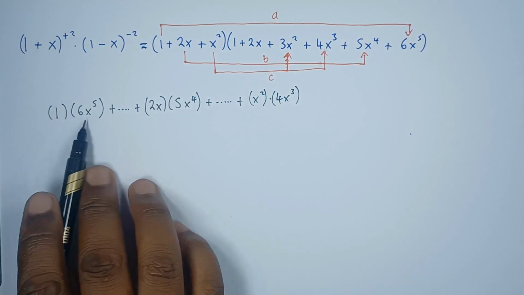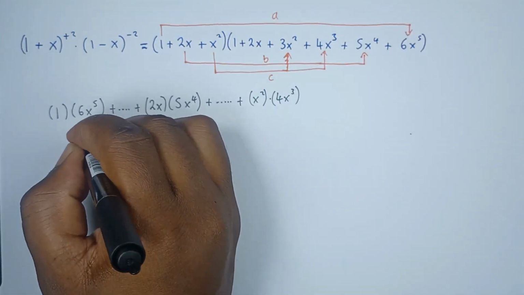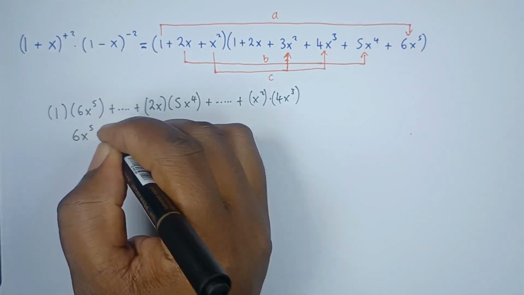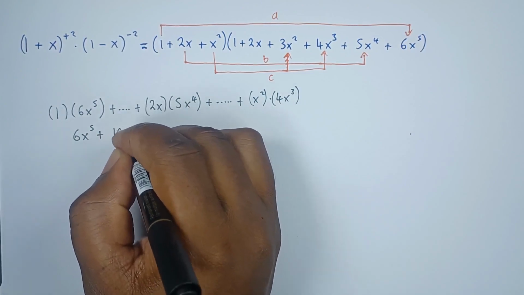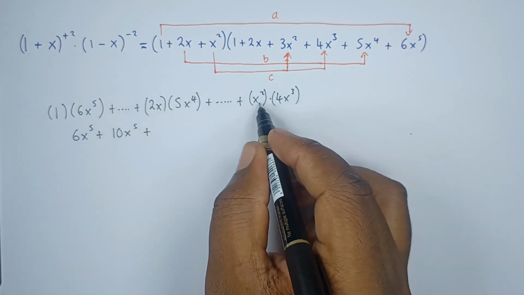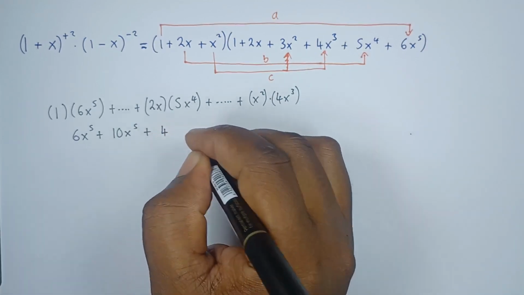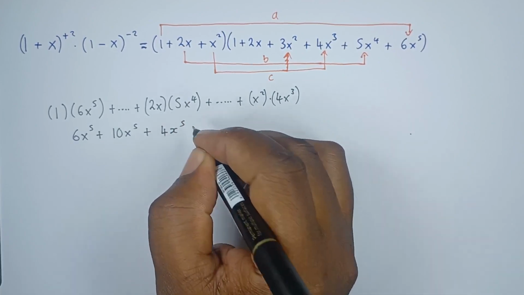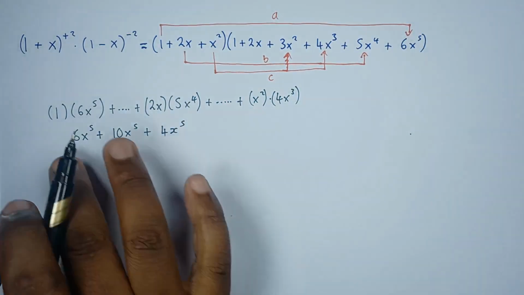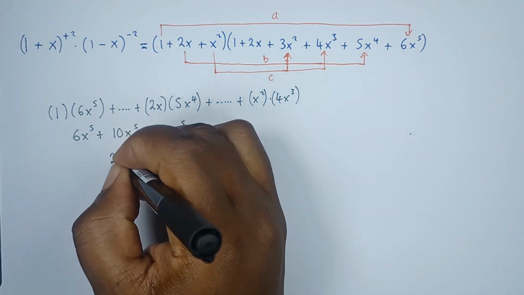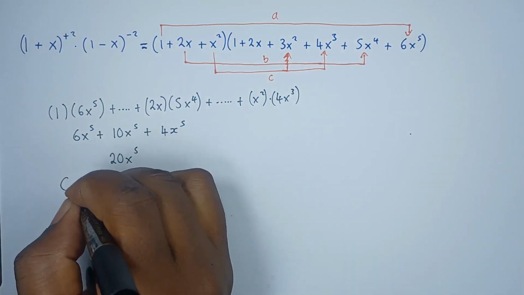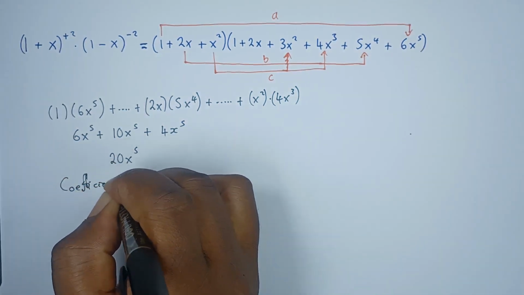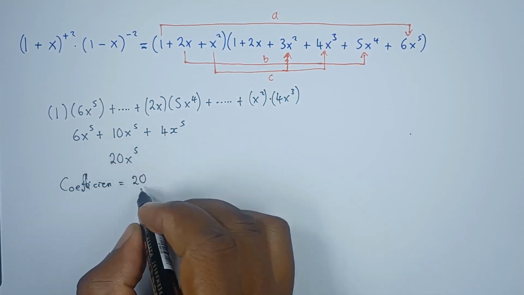So if we multiply these two, what do we get? 6x to the power 5. They're like terms, so we can just add them now. This and this, what do we get? 10x to the power 5. Multiply this and this, we'll get 4x to the power 5. So if that's the case, add these numbers here, we'll get 20x to the power 5. Since we're looking for the coefficient of x to the power 5, the coefficient in this case is equal to 20. So this is our answer.